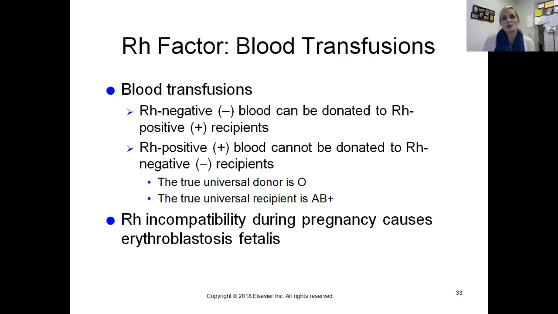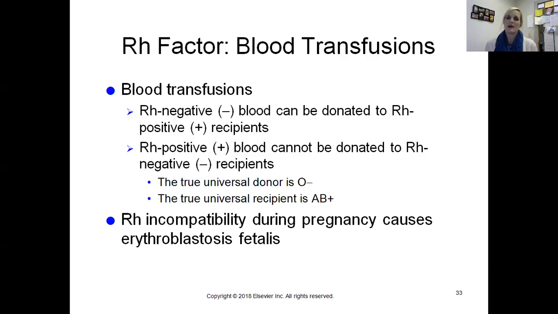Now that individual who is B negative, again, doesn't normally see that Rh factor, but then when introduced to the bloodstream, they see that as something foreign and it will start to attack it. So that's the second bullet point there, that Rh positive blood cannot be donated to Rh negative because, again, of the foreign aspect of that, and it would start to fight it off.